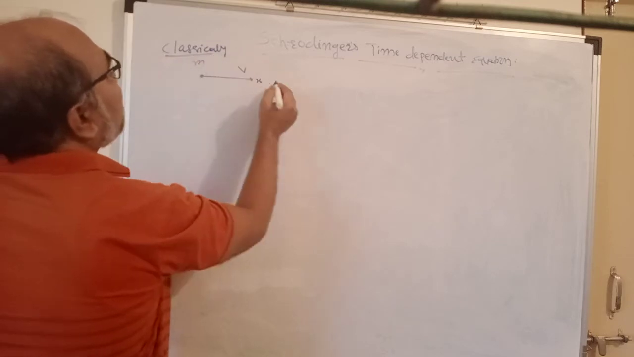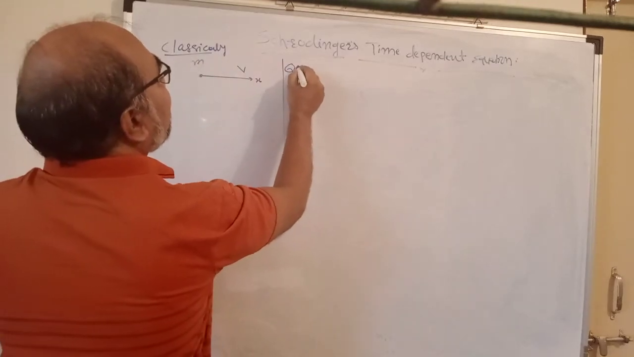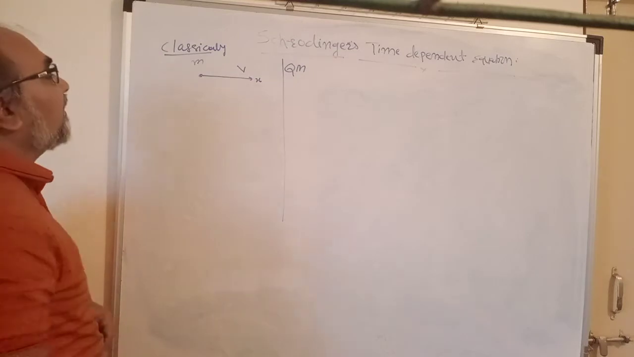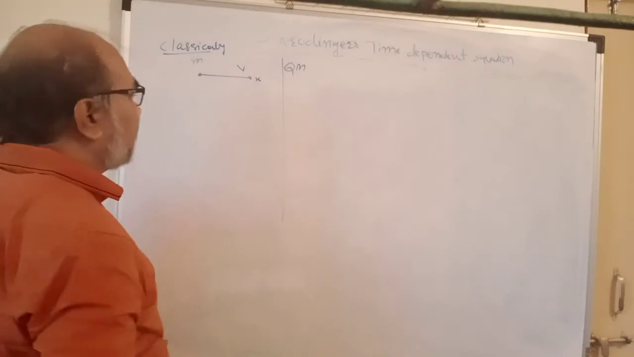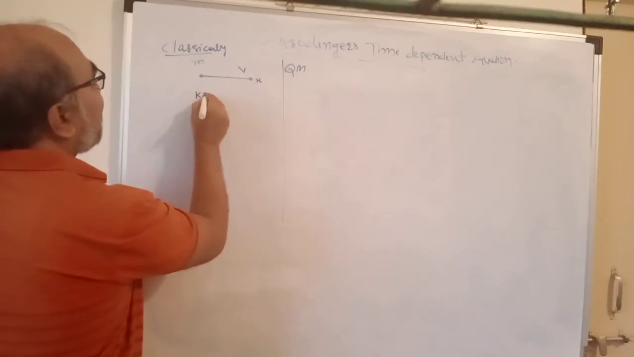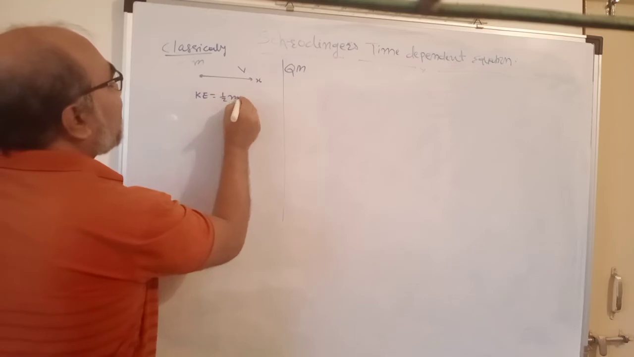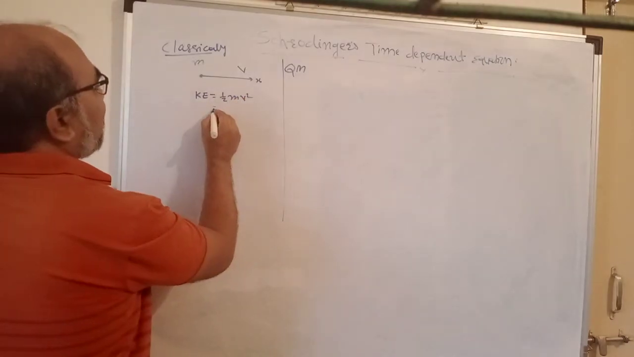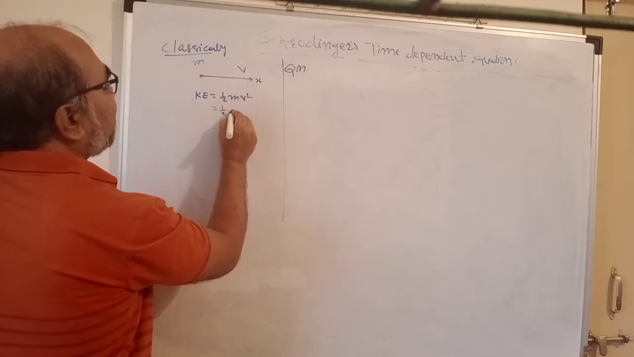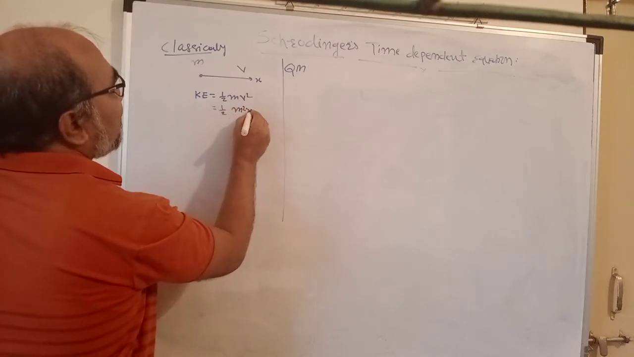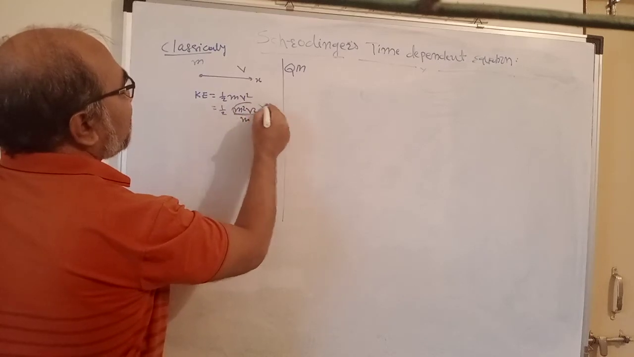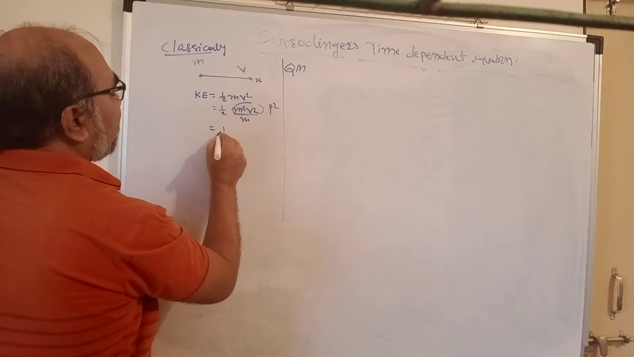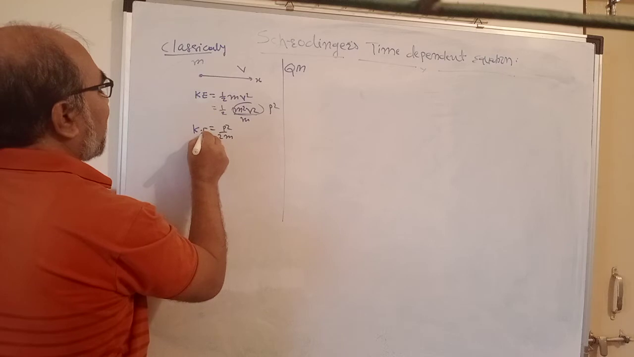Classically, and after that we will see the quantum mechanical treatment. Classically, it is moving along the x direction with velocity v, and therefore its kinetic energy K is equal to 1/2 mv square. Multiplying and dividing by m, we get m square v square divided by 2m, and m square v square is nothing but p square. So p square divided by 2m is its kinetic energy.